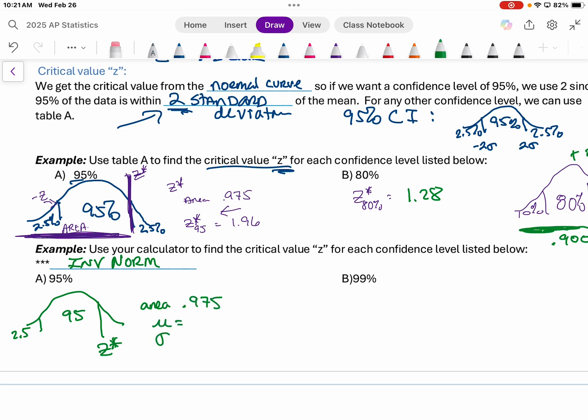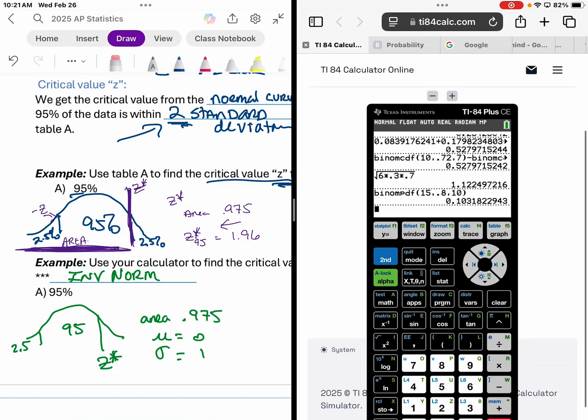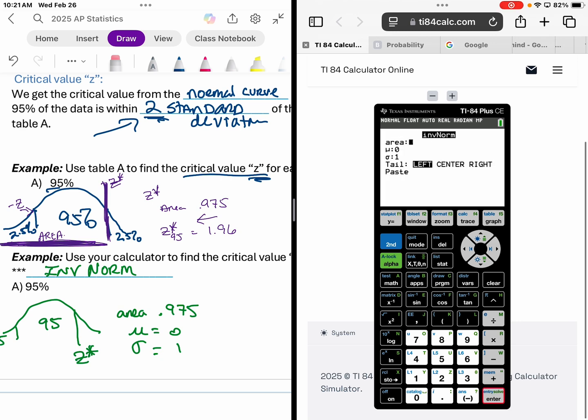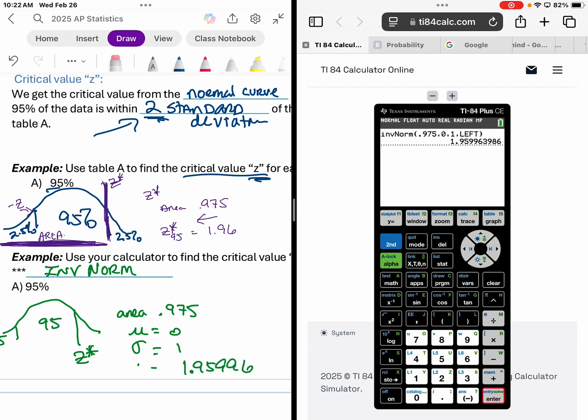It's the Z, so what's my mean and my standard deviation? 0 and 1. So now I can go split screen. Give me a calculator. Clear it out. Second, VARS, inverse norm option 3. And then my area is 0.975. My mean is 0. My standard deviation is 1. I'm doing what's to the left, so I hit enter, and then get down to the bottom, paste. And then notice how more accurate it becomes, 1.95996. Which technically, if we ran it to the fourth decimal, what do we get?